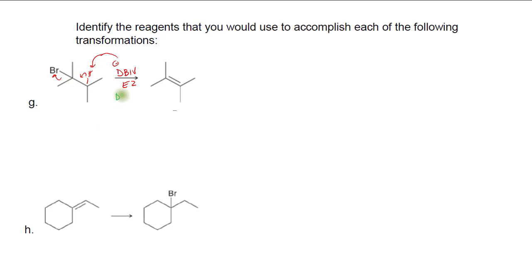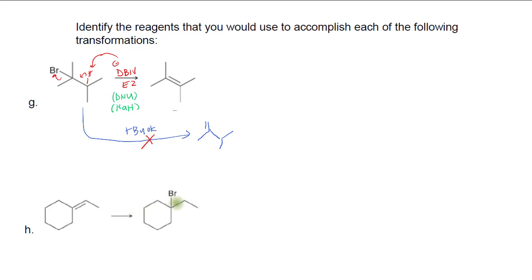You can also use DBU or sodium hydride. You would not want to use t-butoxide though, because that's going to give you the least substituted alkene, which would be that one right there. So we want to stay away from t-butoxide.